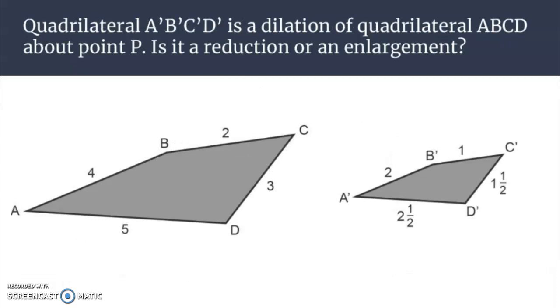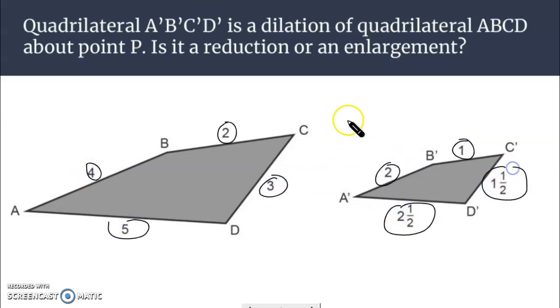Let's look at this one here. Quadrilateral A prime, B prime, C prime, D prime is a dilation of quadrilateral ABCD about point P. Is it a reduction or an enlargement? Well, if you look at the values, we see visually that it's smaller, but looking at the values from 2 to 1, from 4 to 2, 5 to 2.5, and 3 to 1.5. This is a reduction. It got smaller.